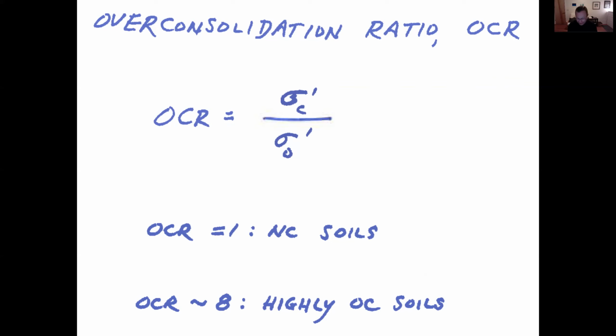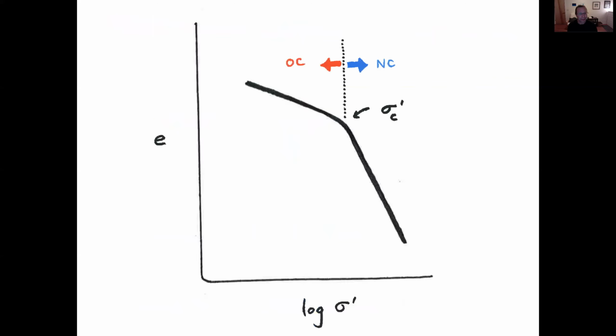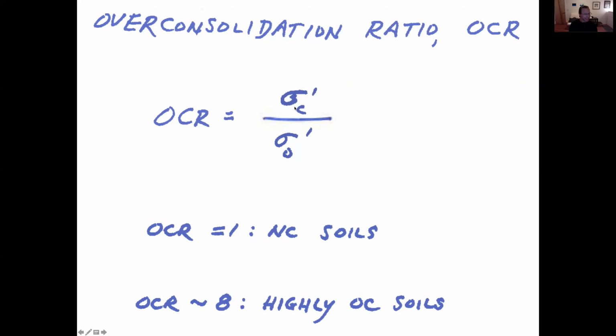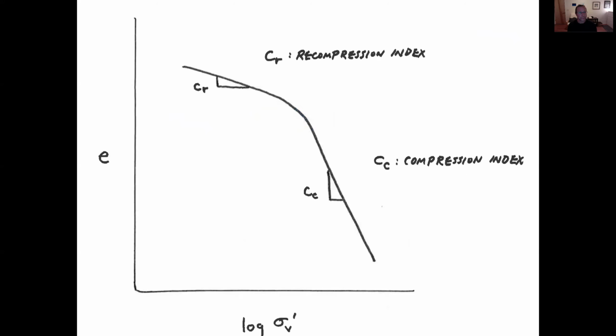And it's more or less an identification of how far back on this shallow slope line you are. Are you right at the knee, in which case you would have a value of 1 for OCR? Or are you somewhere back here a little bit further, in which case you would have incrementally larger numbers? And in general, an OCR of 8 would be considered a highly over-consolidated soil, for perspective.